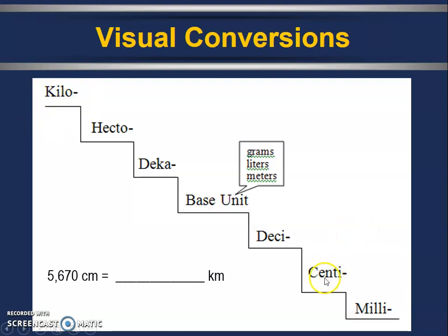So if I'm starting here, how many steps do I move my decimal place? Well, let's see. I'm going to start here and I'm going to go 1, 2, 3, 4, 5 places to the left. So that's what I'm going to do with my decimal. I'm going to move it 5 places to the left. So if it's here, we're going to move it 1, 2, 3, 4, and 5. That last step I'm going to fill in with a 0. So it becomes 0.0567.